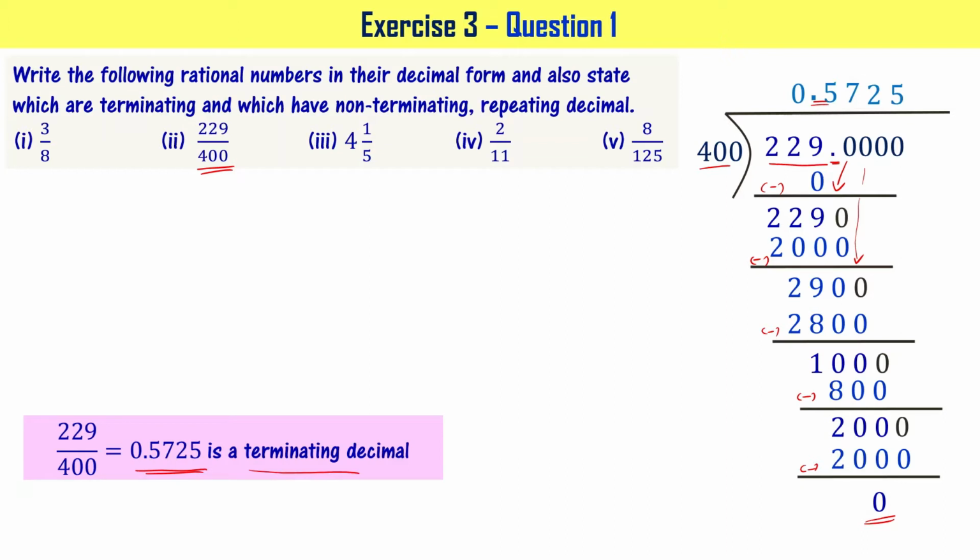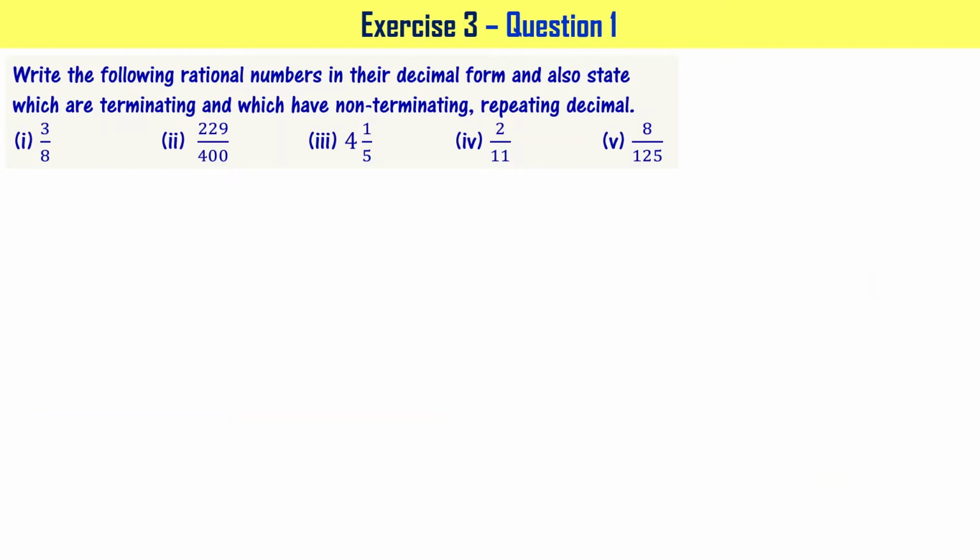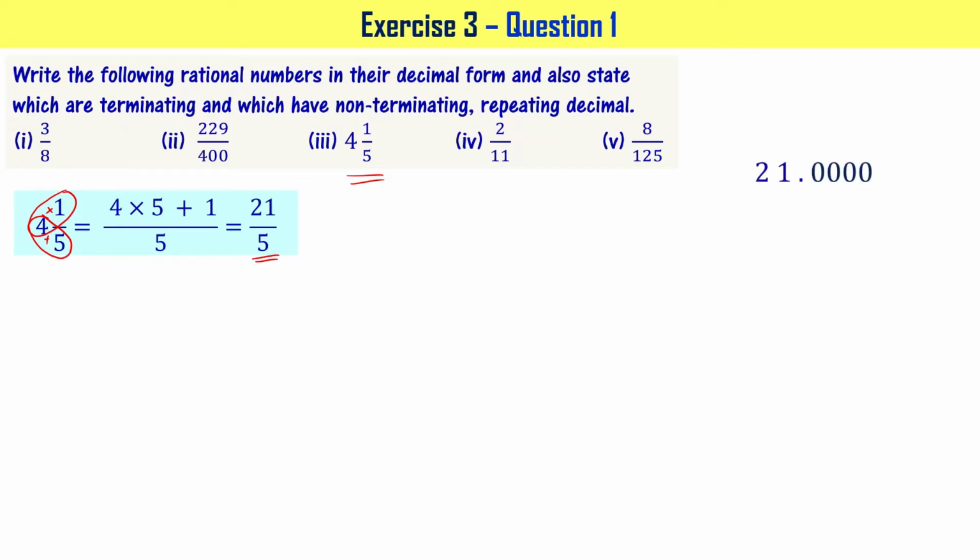Please note this. Now let's look at the third part of the problem, that is 4 1 by 5. That can be written as 4 times 5 plus 1 divided by 5, right? That is 21 by 5. So we have to convert this into decimal form first. Let's do that. 21 is written as 21.000 and so on. Let me divide that with 5 in the long division method.